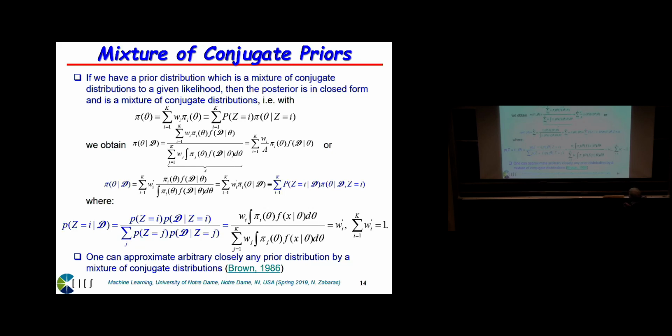And what have I done here? I put this in an equivalent form. Can you tell me what is z? I always introduce a new variable, z. So what is z? If you have a mixture of two distributions, how do you sample from a mixture of two distributions? I mean, if you had a mixture of two Gaussians, how do you sample from it? So you decide which one, right? And then you sample from that one. So what is z?